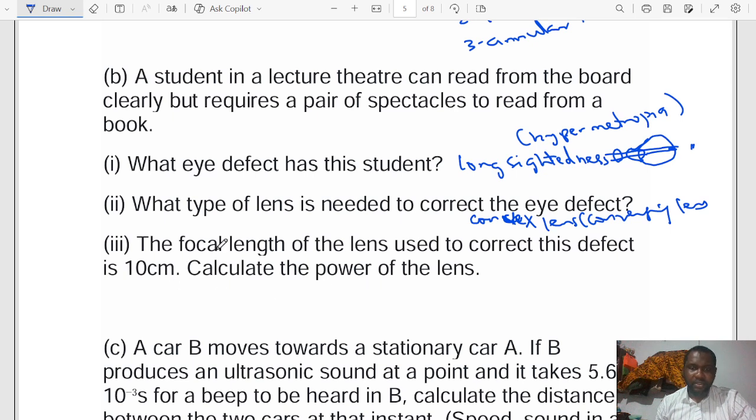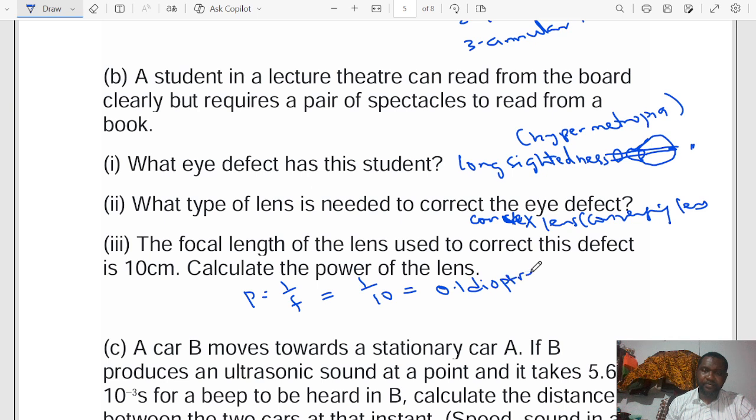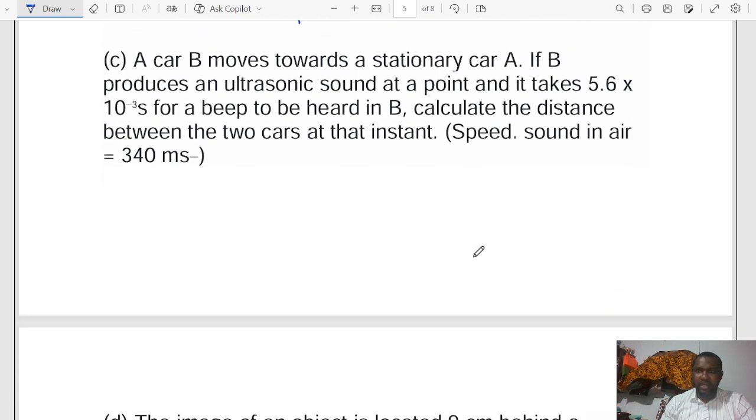Now the next question says the focal length of the lens used to correct this defect is 10 centimeters. The power of the lens is simply 1 over focal length, which is 1 over 10, which is 0.1 diopters. That's the unit. Quite easy, right?